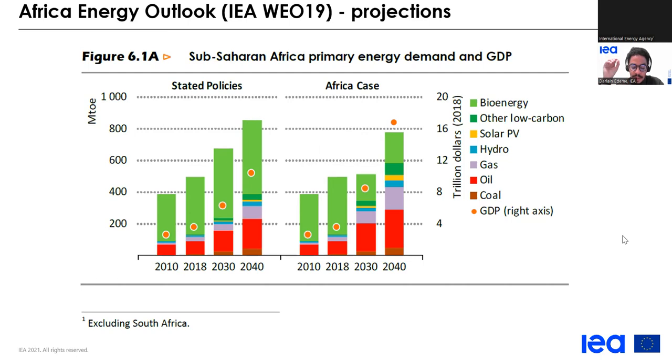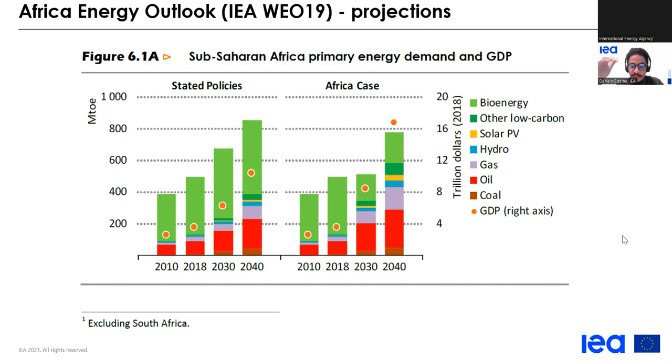So here you can see the differences. You have the first on both graphs, 2010 and 2018 values, which are the same because here we are talking about historic data. But the 2030 and 2040 are really different because they are the result of modeling with different assumptions of the future. So here you can see how drastic it is.